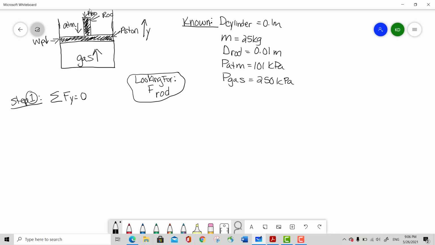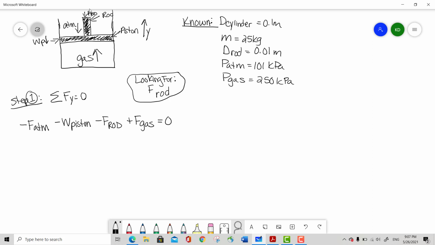Okay, and so we know that the gas is pushing up, and we can do the sum of forces, so all of the forces going up must equal all of the forces going down. So what do we have? We have the atmospheric force going down. We have the weight of the piston going down. We have the force from the rod going down. And we have the force of the gas going up.